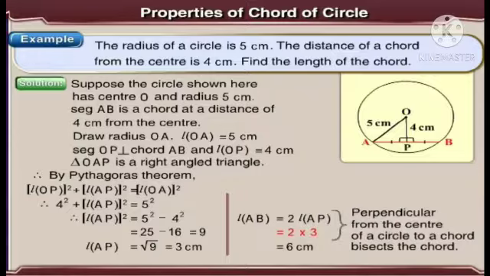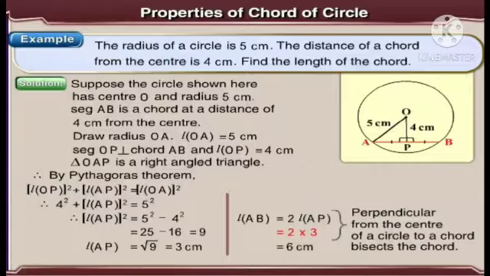Draw radius OA. Therefore, length of OA is 5 cm. Now, since segment OP is perpendicular to chord AB and length of OP is 4 cm, therefore, triangle OAP is a right angle triangle. Therefore, by Pythagoras theorem, OP square plus AP square is equal to OA square. After substituting the values, we get 4 square plus AP square is equal to 5 square.